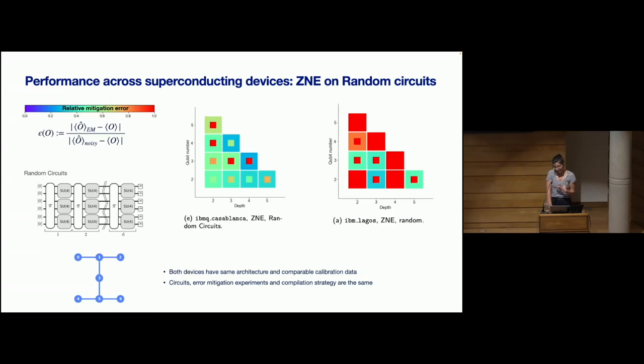So basically the idea is that you can have a variable performance depending on your device. And one thing that could explain this is the fact that the profile of the noise is not really suited to the assumption that comes into the method. So for example, the way you're scaling up noise in these two different devices works differently because the type of noise could be different itself. And you can't see that from the calibration data because that's coarse information about the errors in the device.